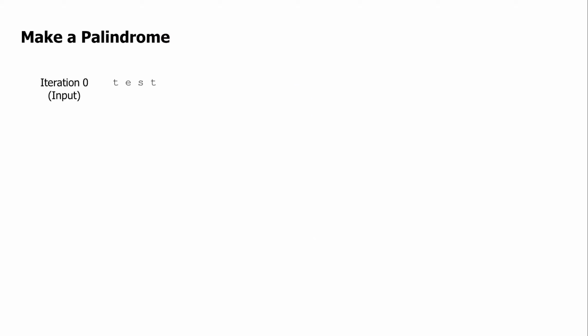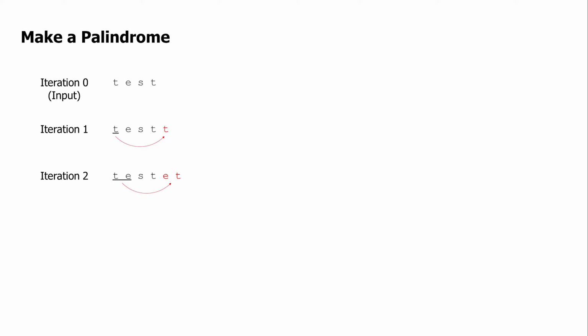How do we make a palindrome from a string? Let's take the word test as an example. At iteration 0, which is the input, we have the word. At iteration 1, we make a copy of the first letter and paste it to the end. Now we have testt, which is not a palindrome, so we continue.